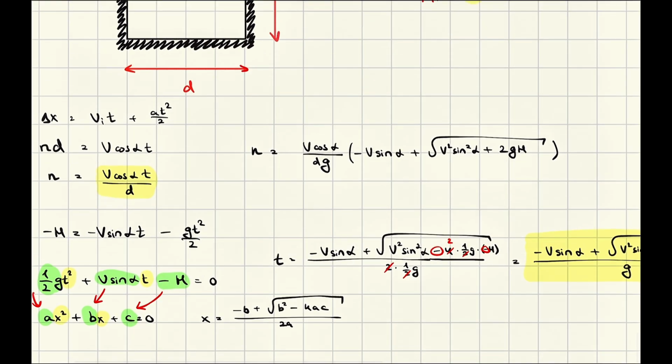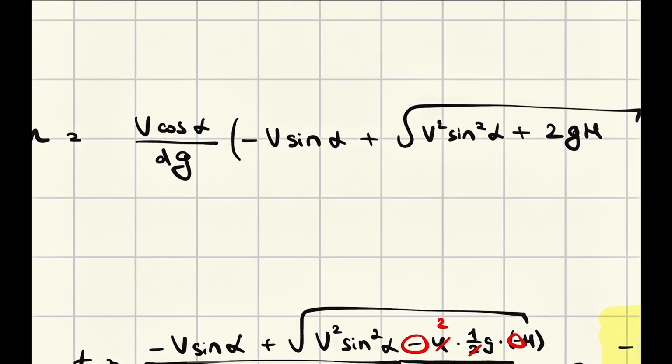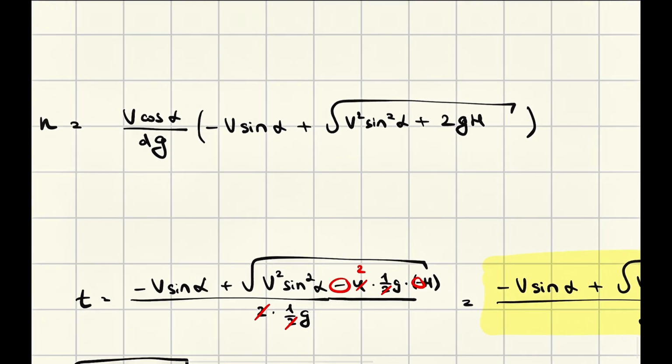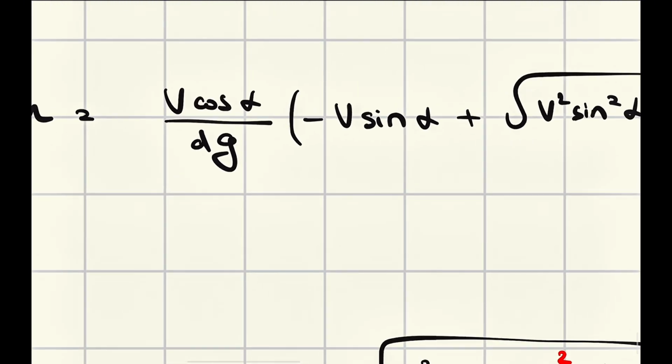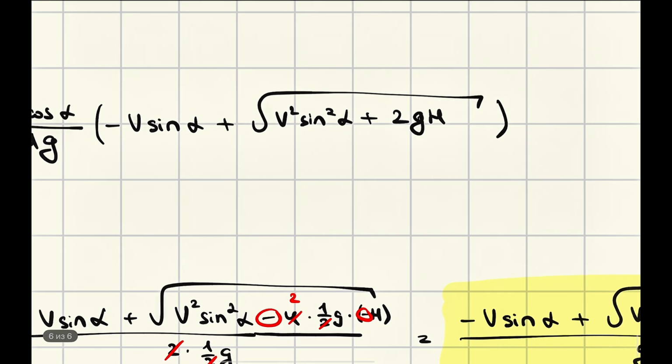Yeah, I guess this is our final result. And this is the number of bouncings that we will get: v cosine alpha divided by dg, times the bracket of minus v sine alpha plus square root of v squared sine squared alpha plus 2gh.